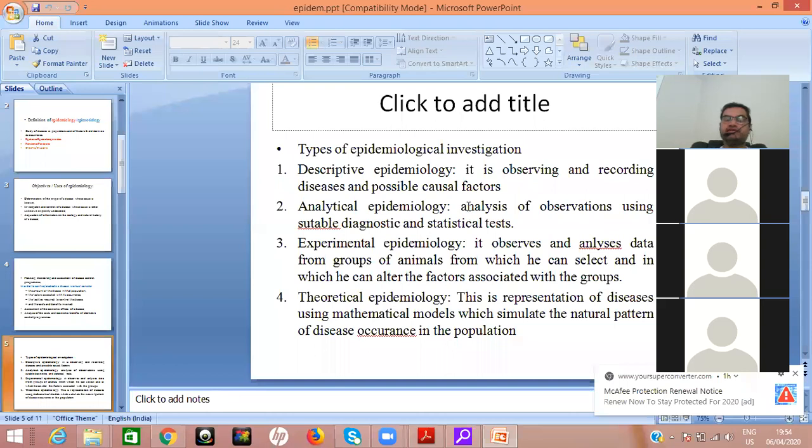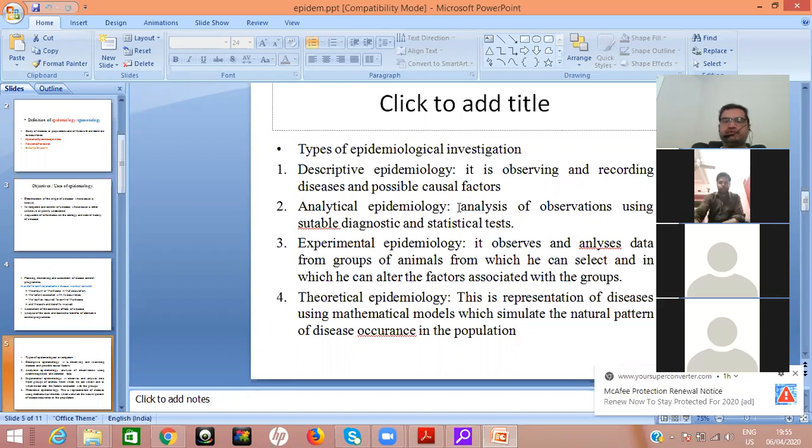Say, for example, again, I am putting the same example, COVID-19. Initially, it was not possible to diagnose this unknown disease. So people were simply observing the disease condition in the population. Later on, they were able to diagnose this disease with a diagnostic test. Now it is called analytical epidemiology. So in analytical epidemiology, we analyze the data based on a valid diagnostic test and using a statistical test, whether this is going to affect a large number of population or not. That is also important. So analytical epidemiology is analysis of observation using suitable diagnostic and statistical tests for a disease.